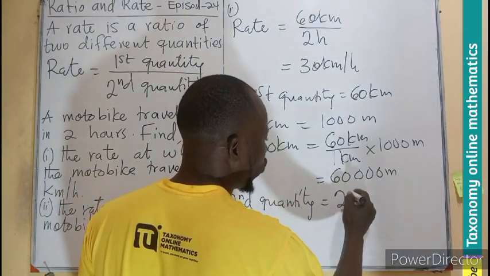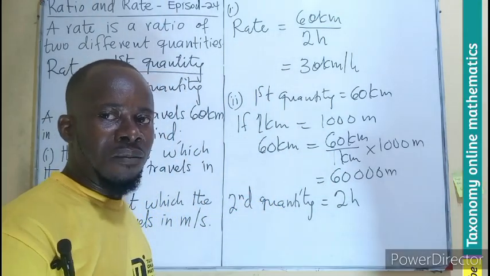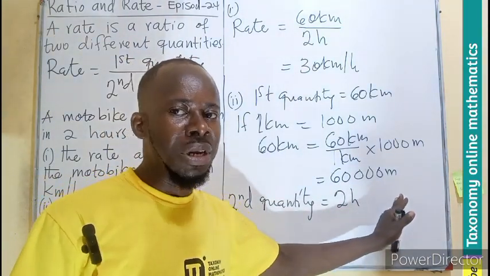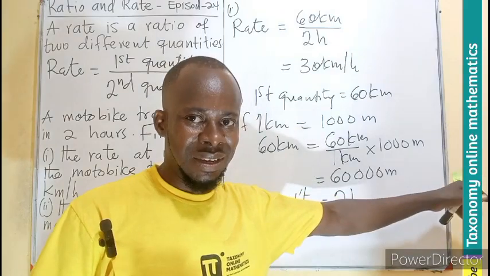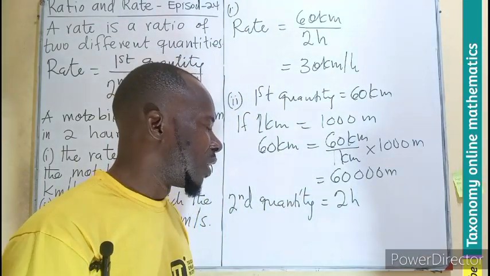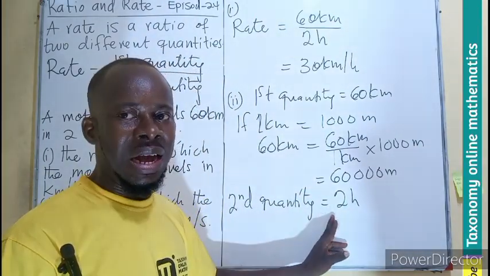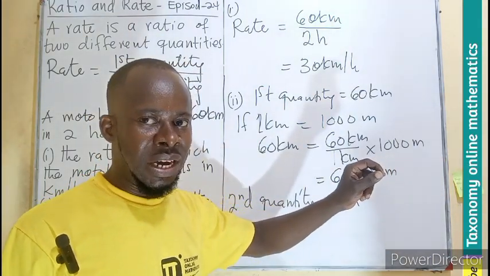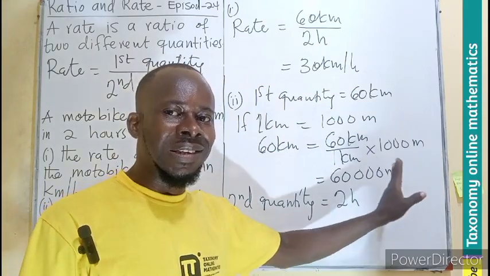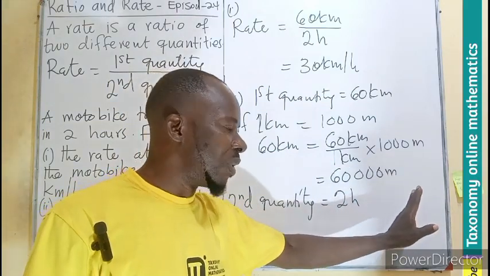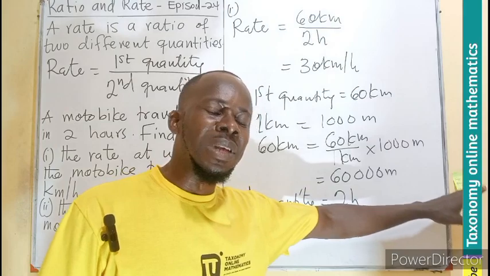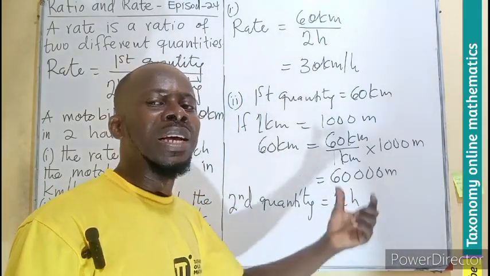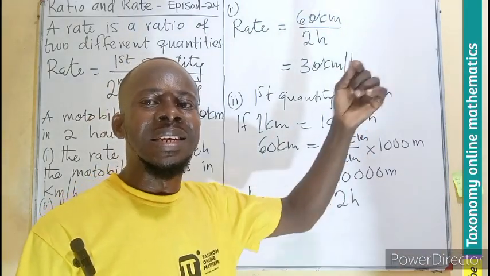Then we need to also find the second quantity, which in this case we can call time, and it is given as 2 hours. The conversion is that we move from hours to minutes, and from minutes to seconds. So it's a two-way movement. 1 hour is 60 minutes. Do you get it? Then another 60 times gives us 3,600. So an hour gives us 3,600 seconds.